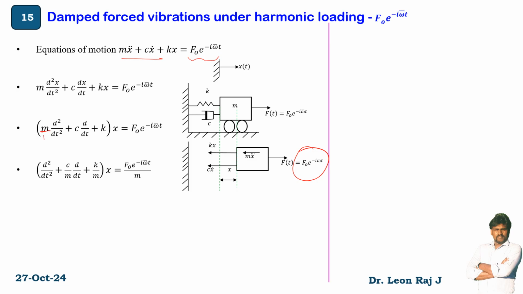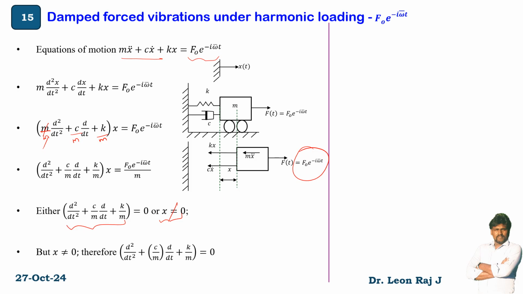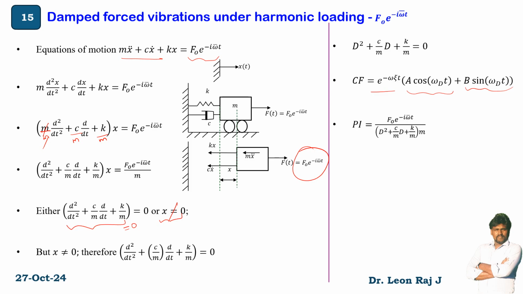Just divide this with m. So you get this equation. Either this term can be equal to 0 or this term can be equal to 0. As x cannot be equal to 0, only this term can be equal to 0, and your complementary function is equal to e power minus omega xi t, a cos omega d t plus b sin omega d t. So this omega d is nothing but the damped natural frequency. Omega is the natural frequency.